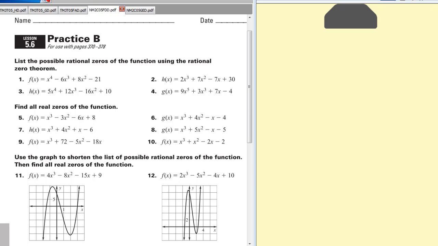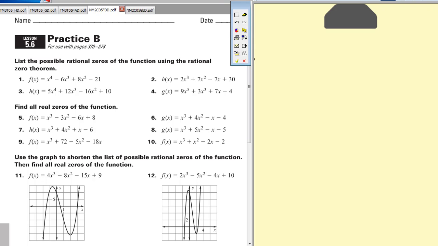Okay, on 5 through 10, we are going to find all the real zeros of the function. On 1 through 4, we just listed possible rational zeros, so now we're going to actually find them. Let's look at 5. What are the possible zeros on 5? Well, our constant term is 8, so we have 1, 2, 4, or 8.